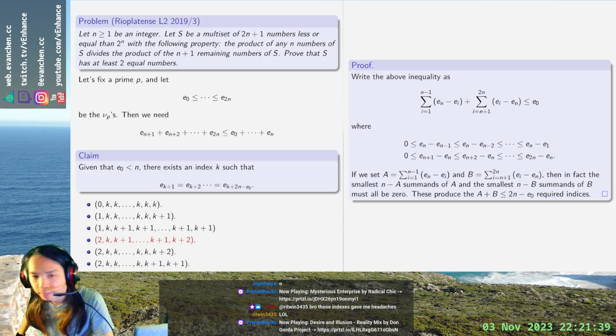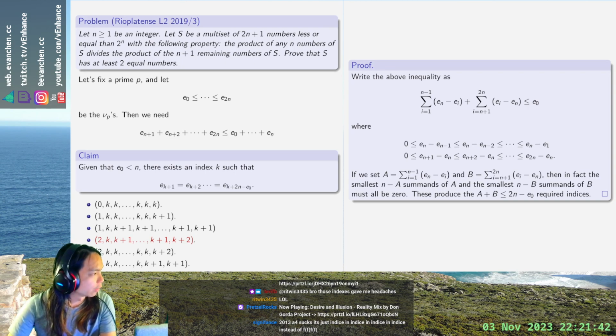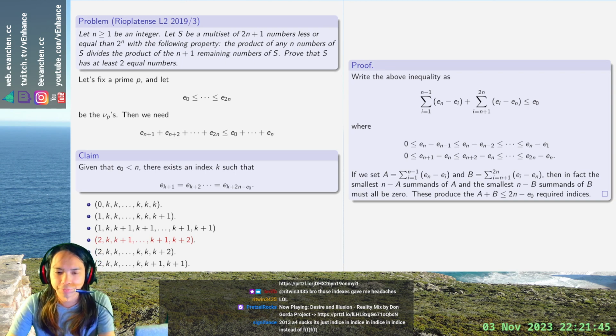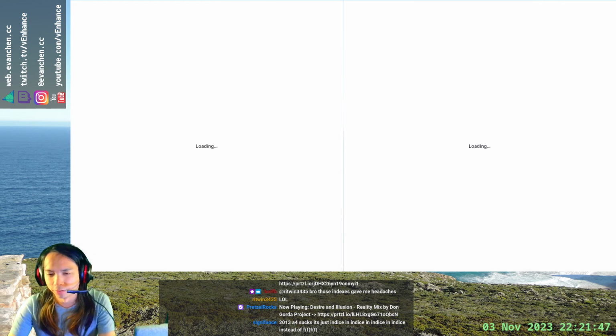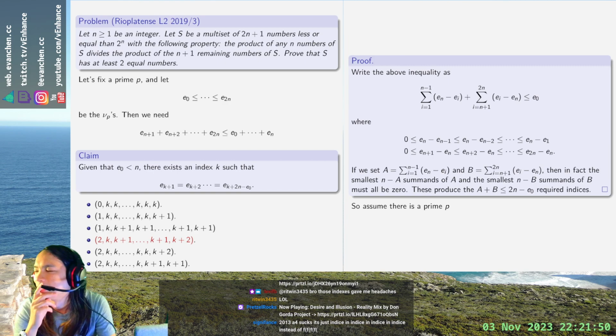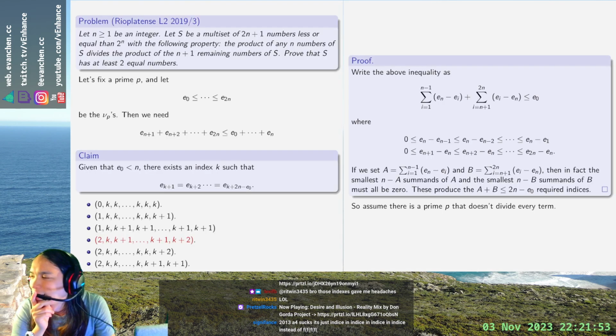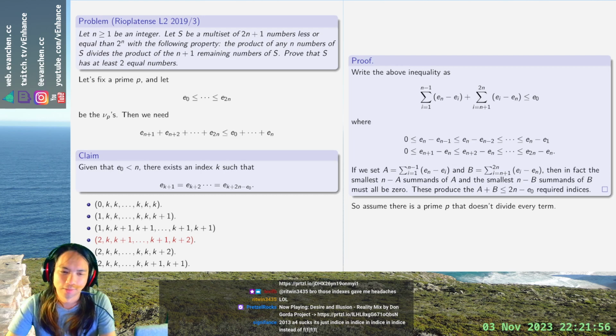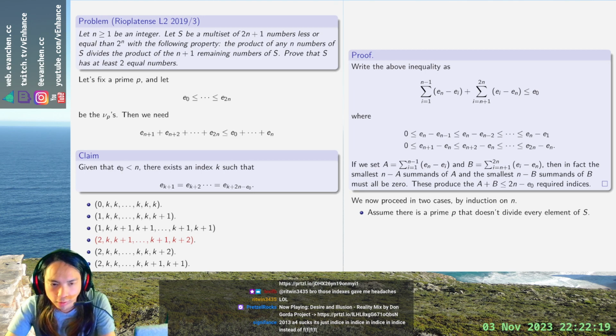I might have to do... Okay. So, assume there is a prime P that doesn't divide everything. I want to do this in two steps. It's 2n plus 1. No, it's fine. Assume there's a prime P that doesn't divide every term of S. And I'll just say nominally by induction on n, because basically what's going to happen is that in this case where there is a weird prime, I'm just going to strip it out.